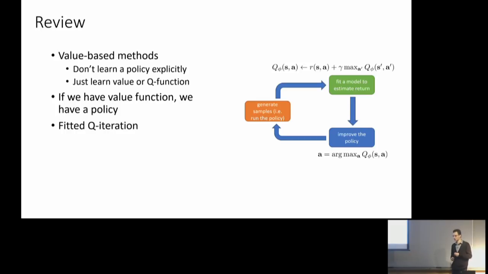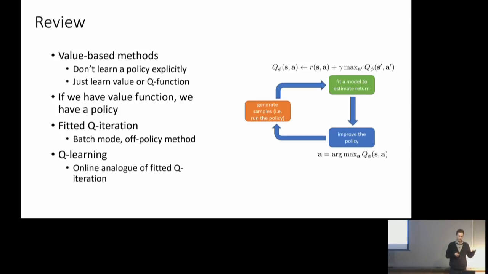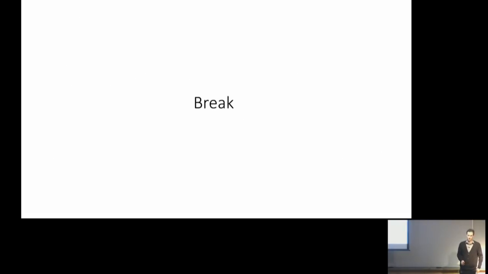We talked about fitted Q iteration, which lets us get away from knowing the transition probabilities. It's a batch mode off-policy method. It doesn't even require the data to be taken with the latest policy. And we talked about Q-learning, which is an online instantiation of that. So it's basically an online version of fitted Q iteration. Okay, so at this point, we're going to take a 3-minute break. And after the break, I'll go into a little bit of the theory some more. So we'll be back at 10:59.